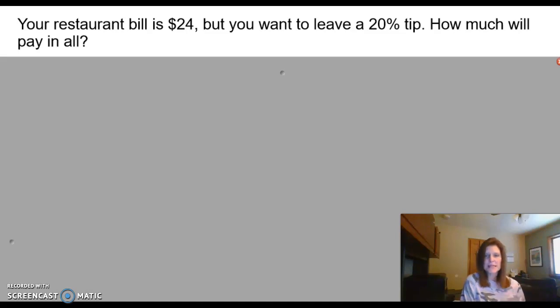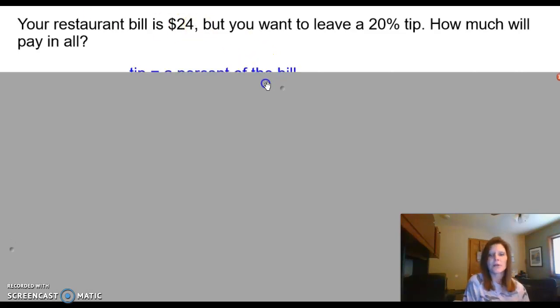Now that we have a basic understanding of percents and how to work with them in basic equations looking for certain keywords, let's put some context around it. This first problem says your restaurant bill is $24, but you want to leave a tip of 20%. How much will you pay in all, or total?